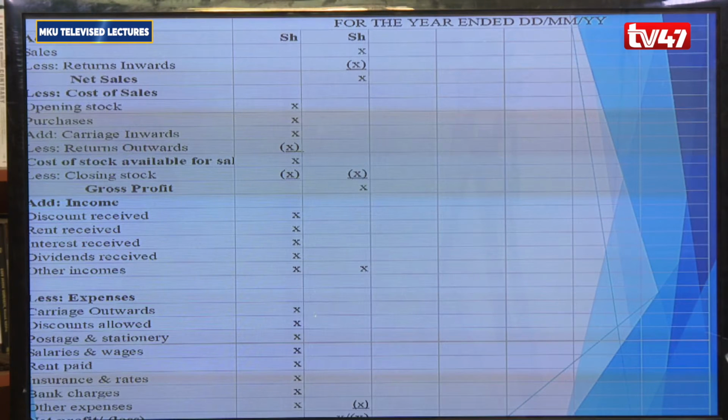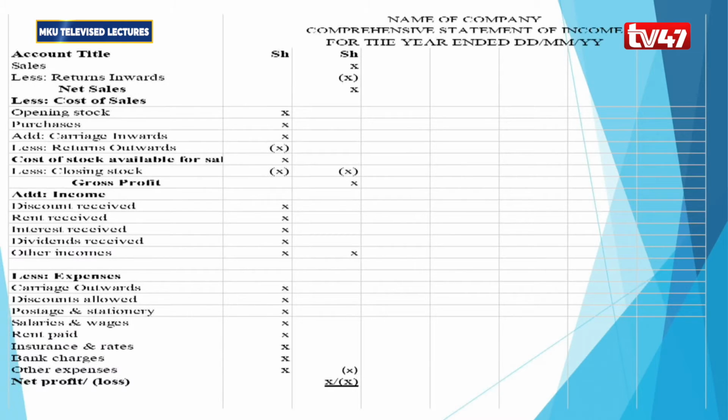The second part, we have cost of sales. Now, with cost of sales, it's not just an individual account. It's not just an individual figure. It will be comprised of a series of other accounts to constitute the cost of sales.